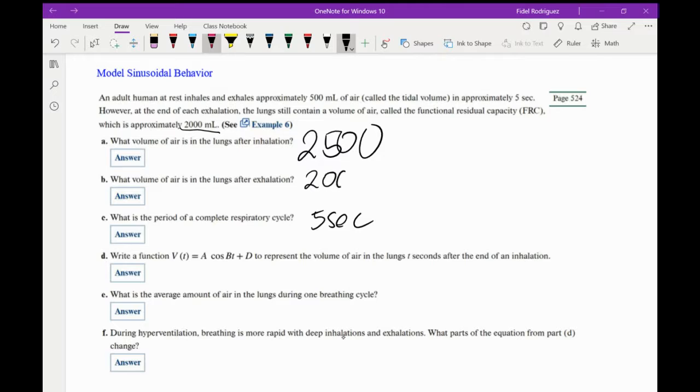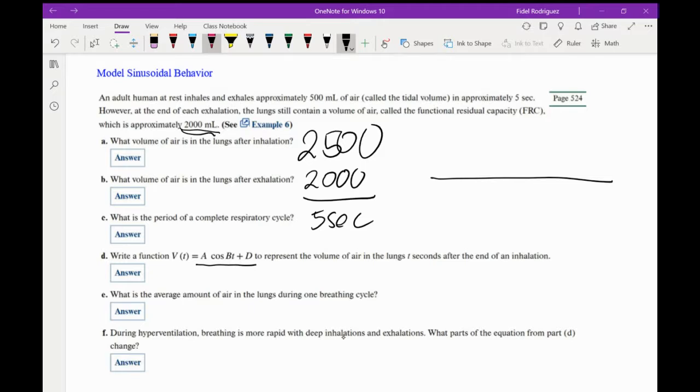2,000. Before I go on, are we okay with why it's 2,000? Because it tells me right here, even after we have exhaled, we still have 2,000, right? Okay. What is the highest point of my graph? 2,500. What's the lowest part of my graph? 2,000. Okay, so guys, we'll get to that vertical shift in a second, because we're going to be doing this business here, right?